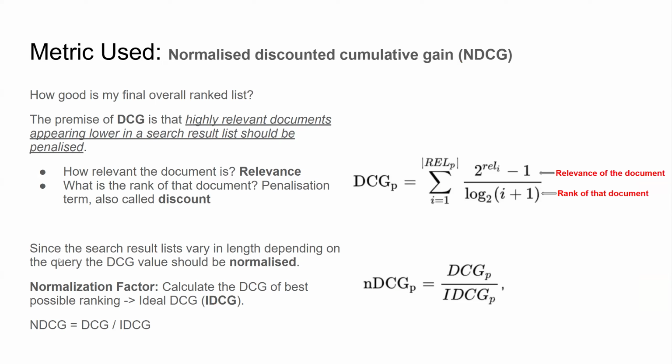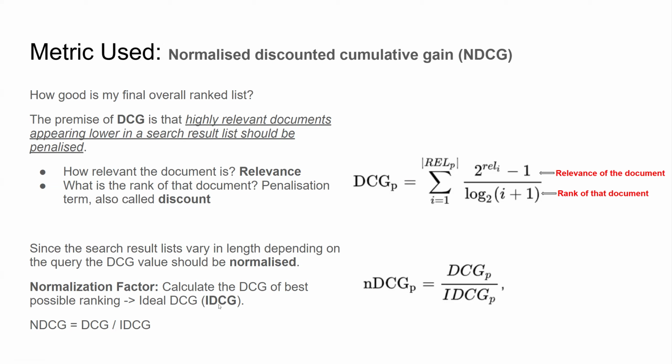Now, since each of the search results varies in length, for a query we might have 120 documents that are ranked, and for another query, 130 documents, and for another query, 100 documents. To normalize that, so that we are able to compare the DCG score of different queries, the normalization factor is computed using the ideal DCG.